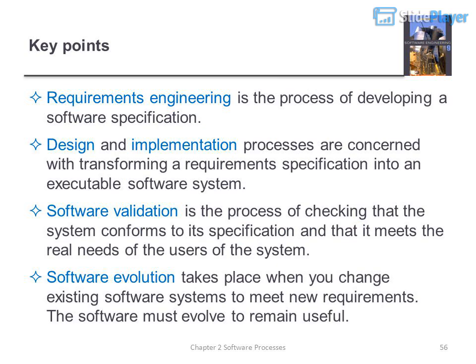Key points. Requirements engineering is the process of developing a software specification. Design and implementation processes are concerned with transforming a requirements specification into an executable software system. Software validation is the process of checking that the system conforms to its specification and that it meets the real needs of the users of the system. Software evolution takes place when you change existing software systems to meet new requirements. The software must evolve to remain useful.